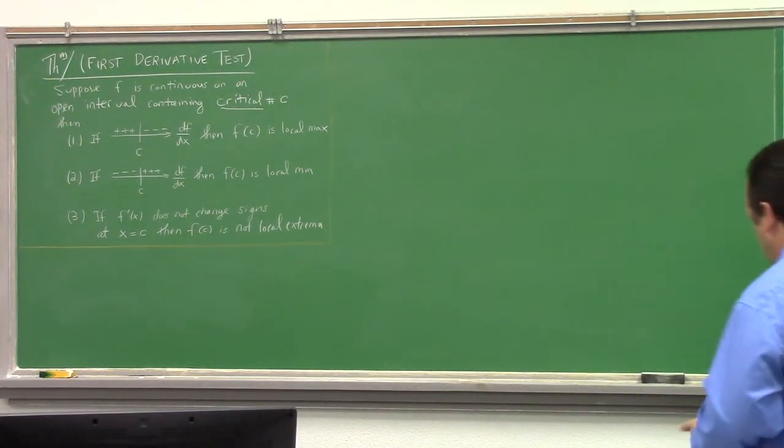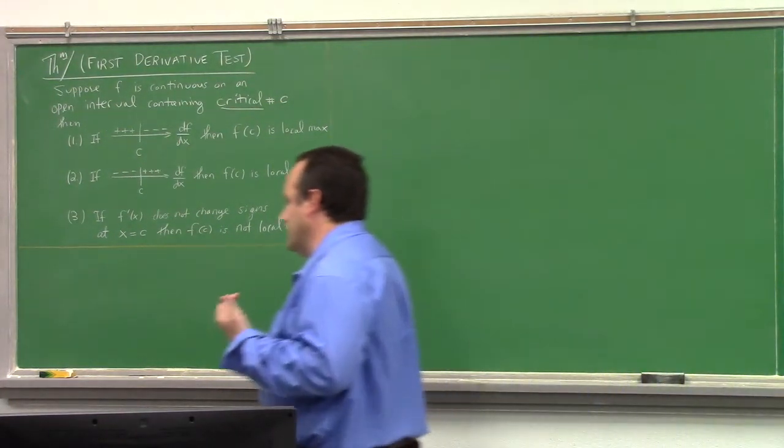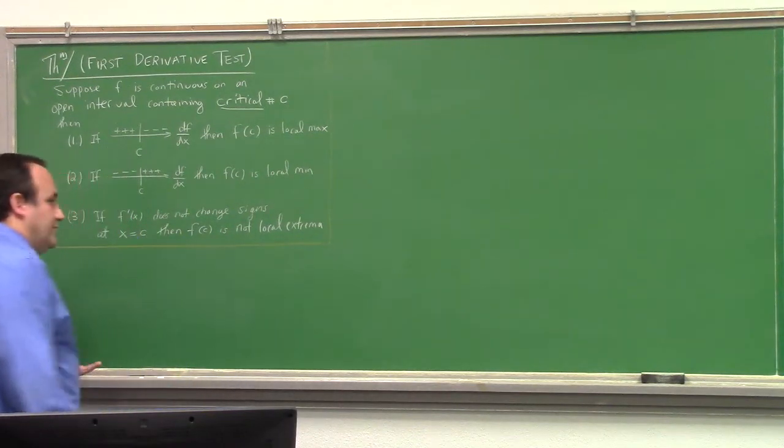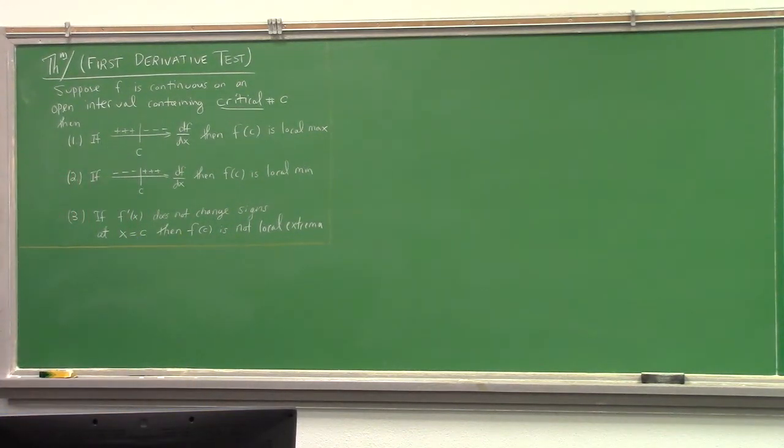We talked about Fermat's theorem, Rolle's theorem, and the mean value theorem, right? And perhaps most importantly, we defined what we mean by a critical number, right? So the critical number is one at which either the derivative of the function is 0 or the derivative of the function does not exist. So I'll write that on the board.